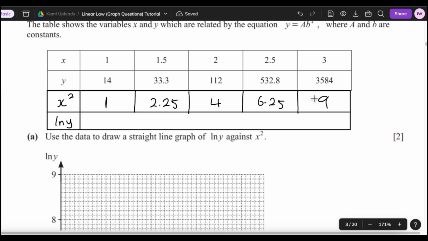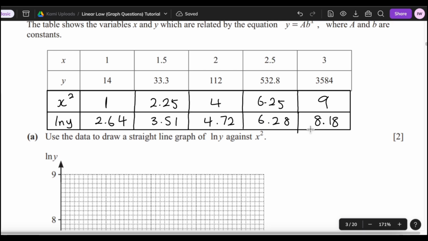Now moving on to ln y. ln of 14 gives me 2.63, or well, 2.64. ln of 33.3 is 3.51. And ln of 112 gives me 4.72. I'm just rounding these to 2 decimal places. ln 532.8, that's 6.28. And of course, the last one, ln 3584, 8.18. So these are the points that you're going to use in order to draw the graph.